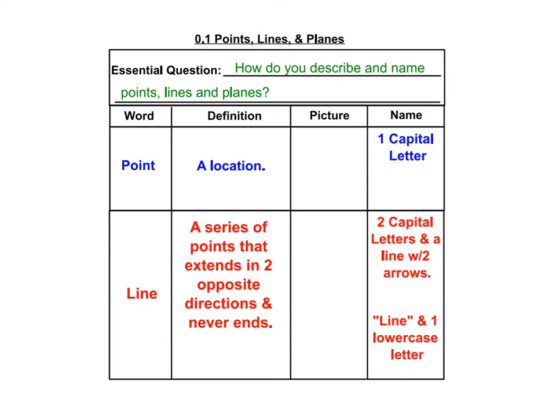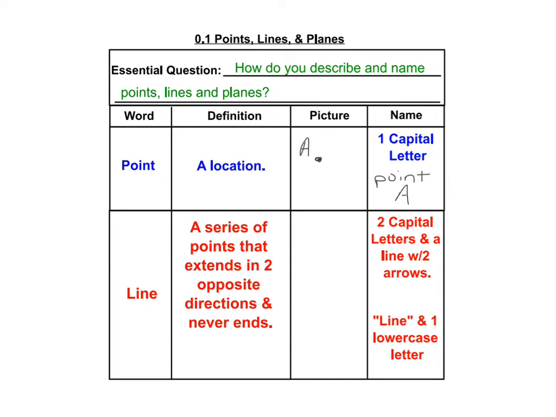Let's start with our first vocab. What is a point? The definition of a point is a location. In a picture, a point is going to be denoted with a dot and a capital letter by that dot. So if this was my picture, I would call this point A, or you can just say capital A.